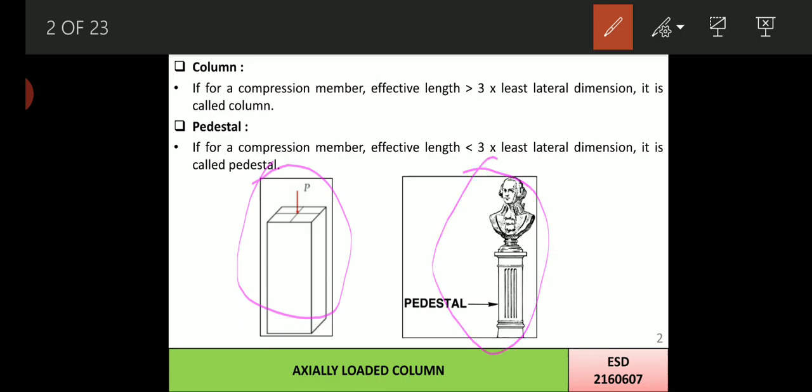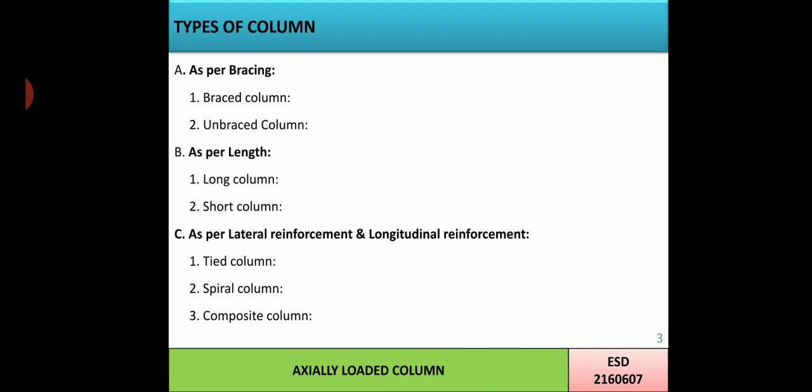Now in case of a column, longitudinal reinforcement is provided to carry the loads, so usually reinforcement is there, while in case of a pedestal, as there are no such greater loads, usually minimum reinforcement is sufficient. So in case of a pedestal, minimum reinforcement is provided.